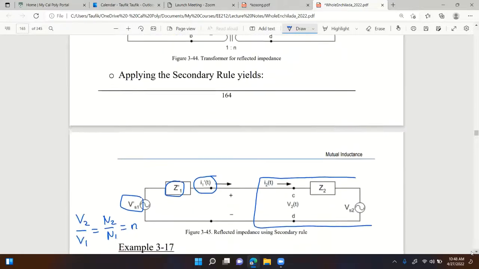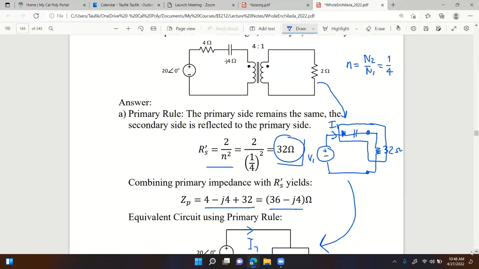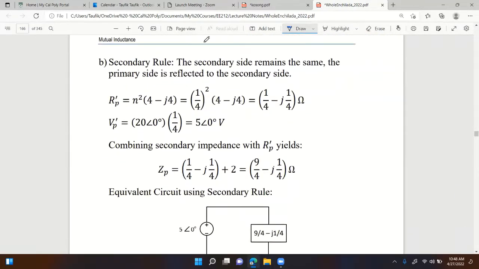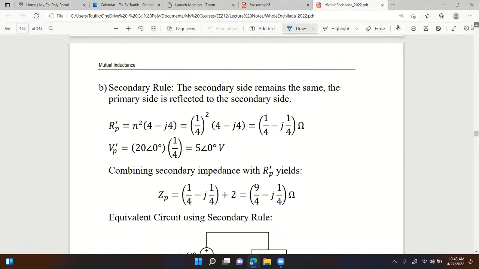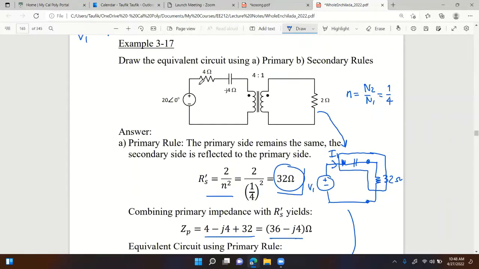Okay, if not, let's do the second part, part B. Part B asks for the secondary rule. So the secondary side remains the same. The primary side is reflected to the secondary side. So now on the primary side, I have multiple components. I have the voltage source, I have the impedance. So I need to move those to the secondary side, right there.